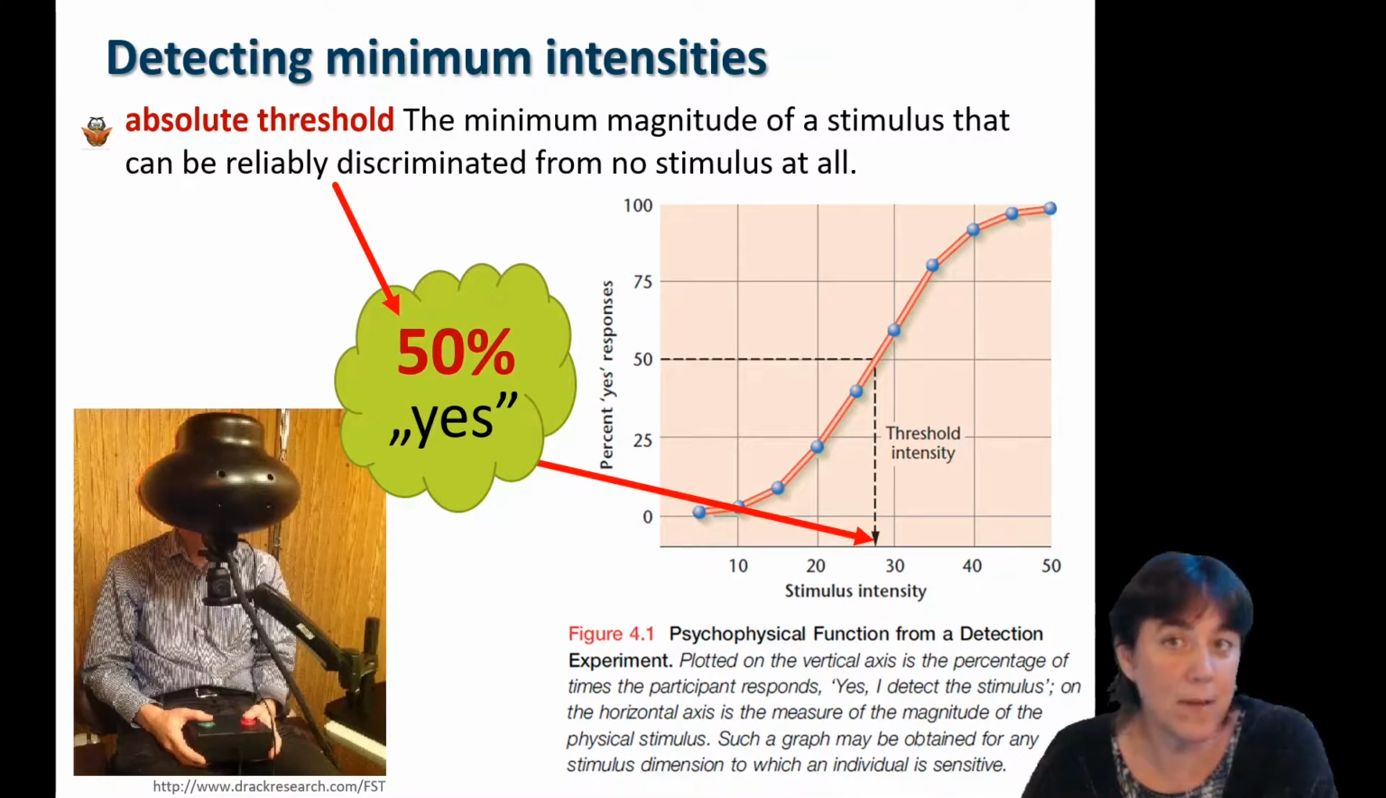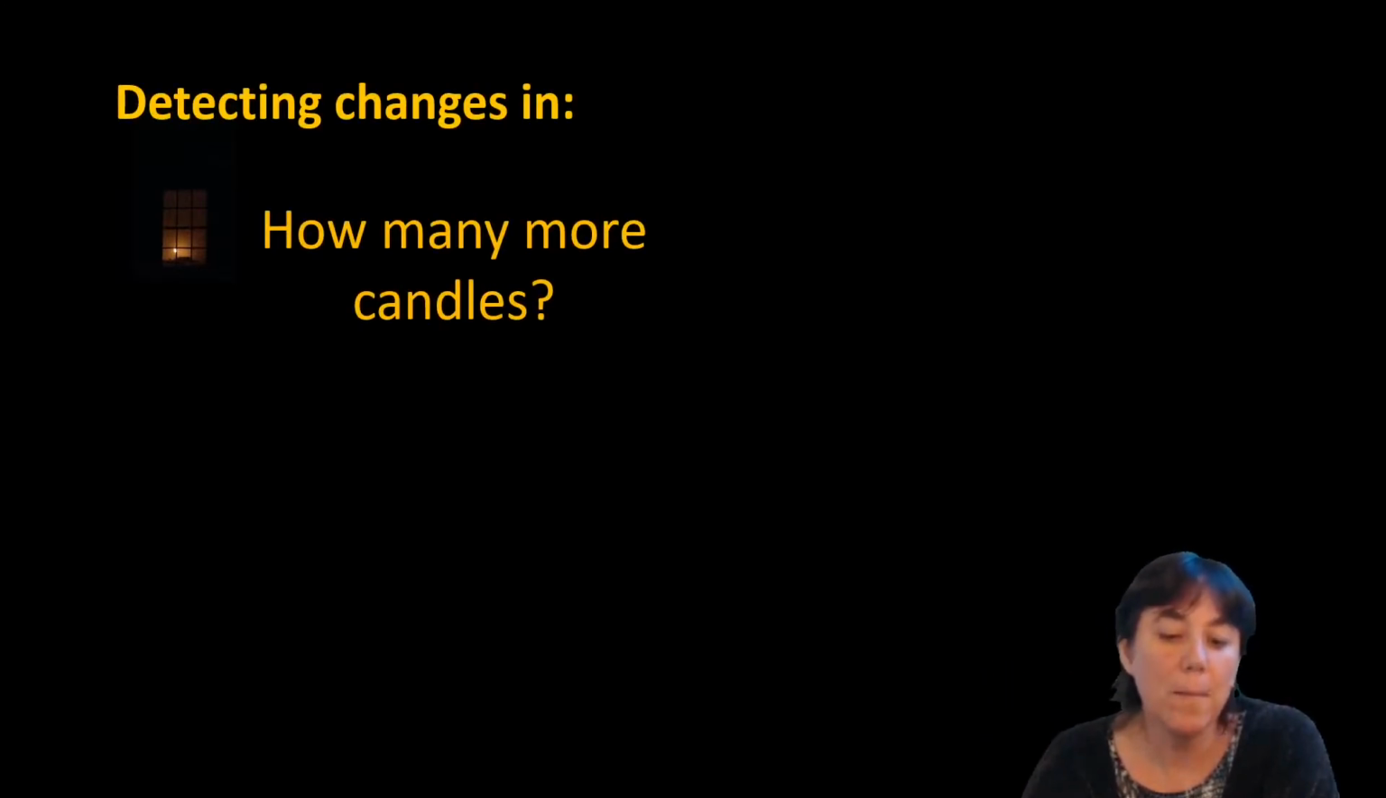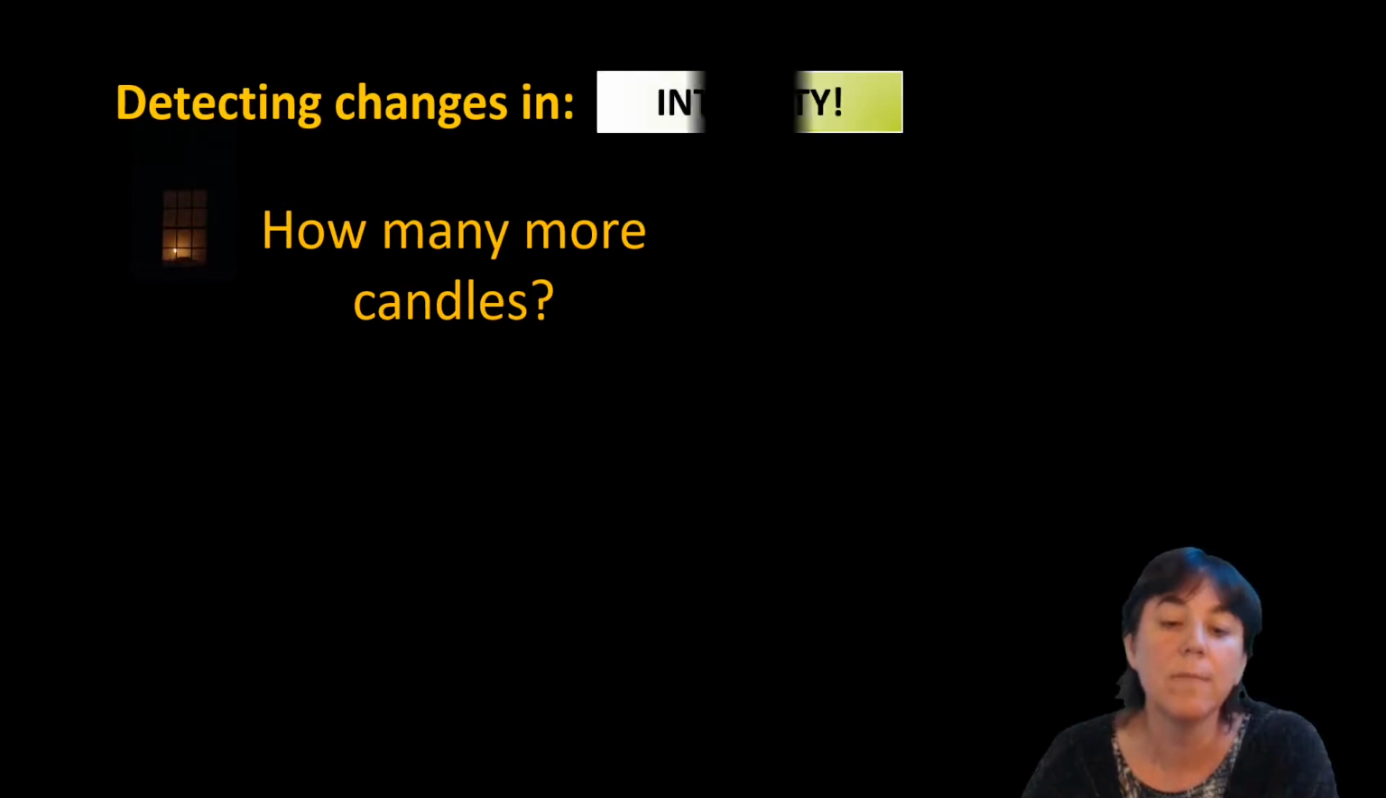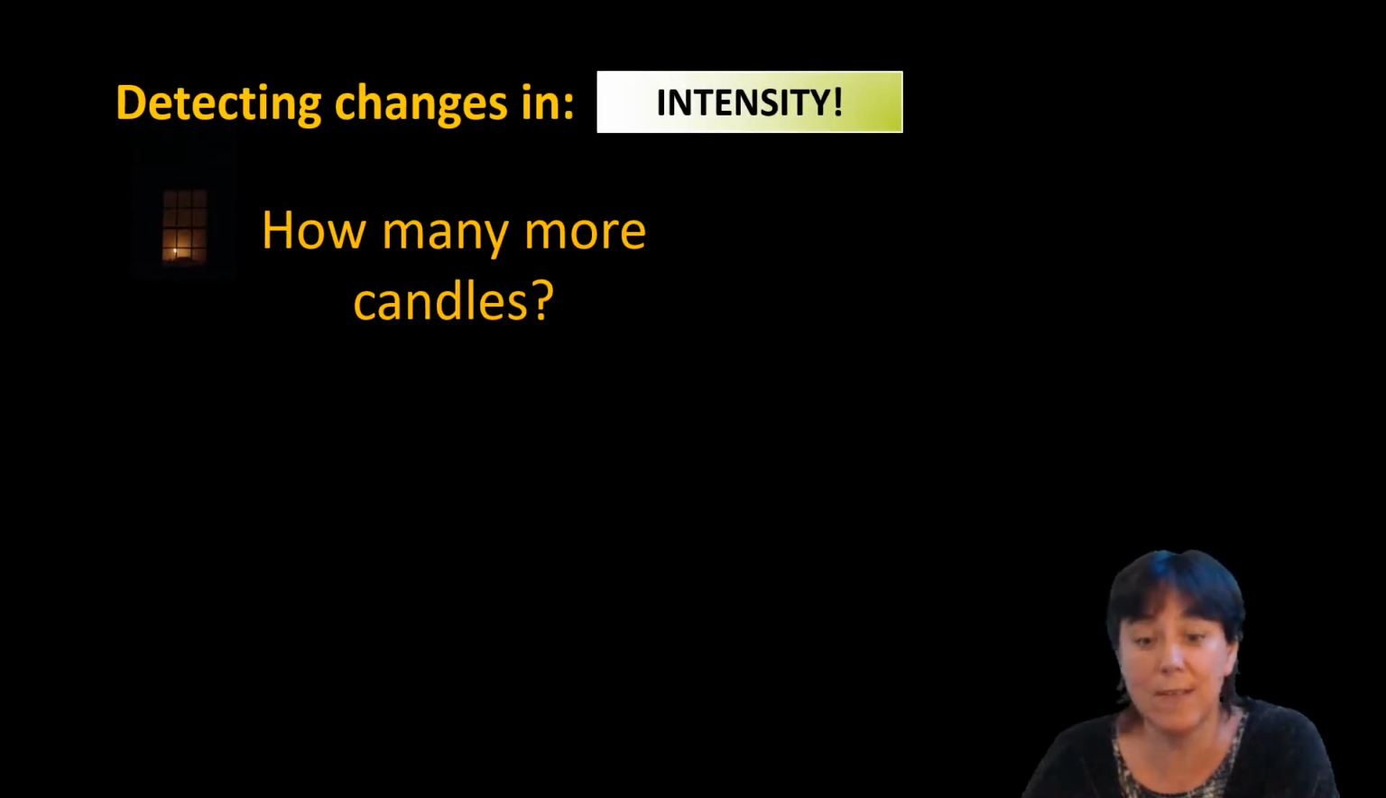So it's a quite straightforward thing how to measure it, but sometimes we're not interested in whether we can see a barely seeable light, we're interested in how many more candles I would have to light up 30 miles away if I wanted to see the difference. So our second task, after detecting the absolute threshold values, is detecting changes in intensity. Let's see how that's done.